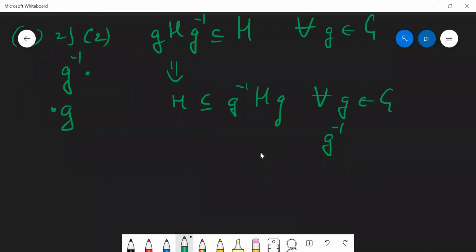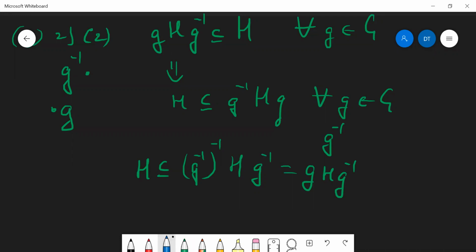So in particular, it means that H is a subset of G inverse to the power of minus 1 H G inverse, which is GHG inverse. And this is the inclusion we need. And also this holds for any G inside G. Is it clear? Yep. Okay, if you have any questions, just ask them right now, and I'll try to proceed.